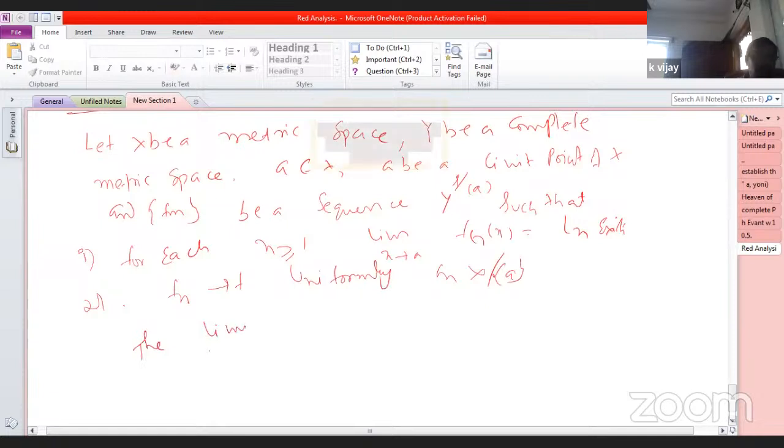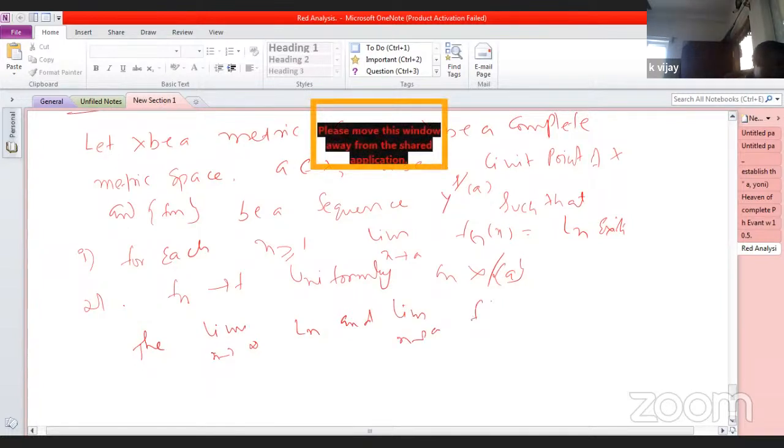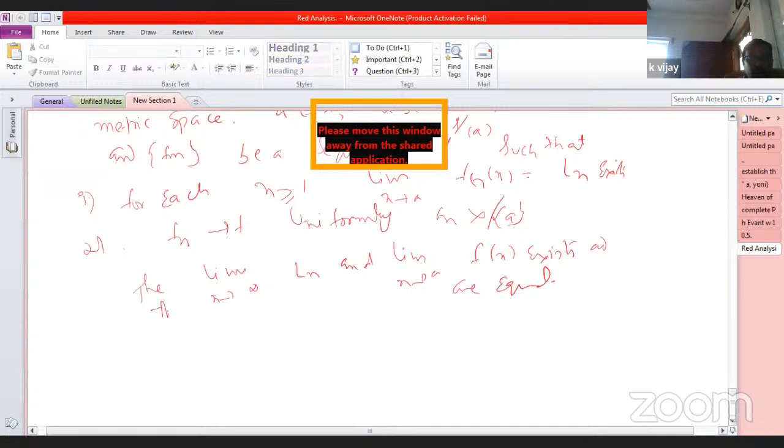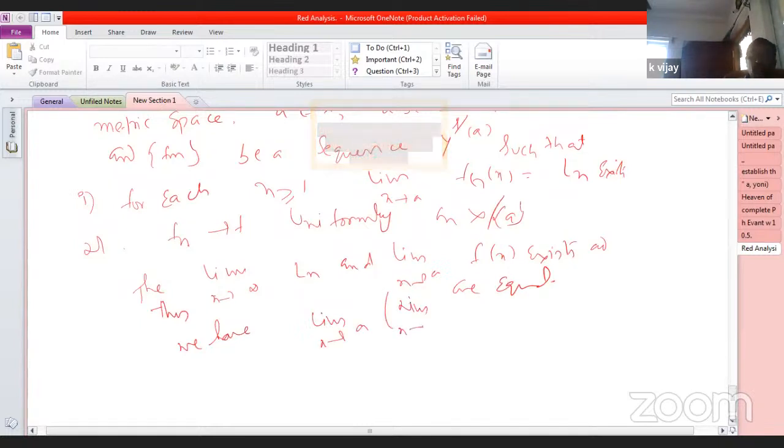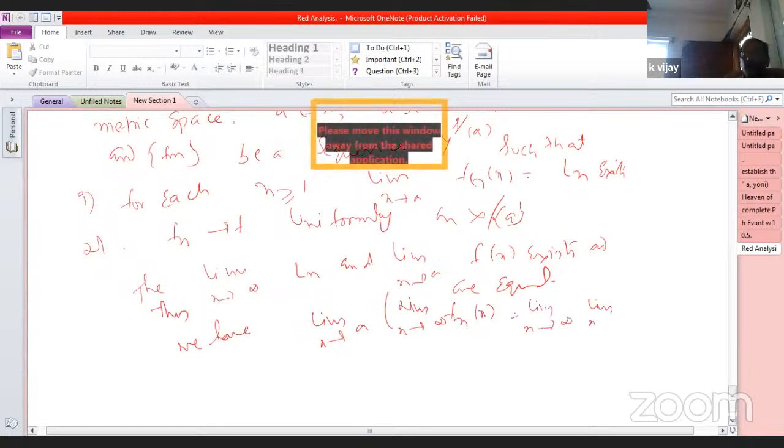The limit as n tends to infinity of ln, and the limit as x tends to a of f of x, exist and are equal. So therefore, thus we have, this is the only statement I am writing. Thus we have the limit as x tends to a of f of x, that is the limit as n tends to infinity of f of n of x, is equal to the limit as n tends to infinity of the limit as x tends to a of f of n of x.